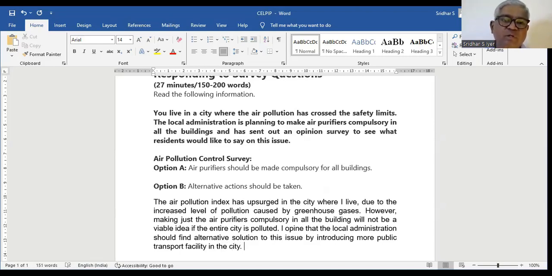So we can once again proofread whatever we have written. We have ample 26 to 27 minutes. The air pollution index has upsurged in the city where I live due to the increased level of pollution caused by greenhouse gases. However, making just the air purifiers compulsory in all the buildings will not be a viable idea if the entire city is polluted. I opine that the local administration should find alternative solution to this issue by introducing more public transport facility in the city.